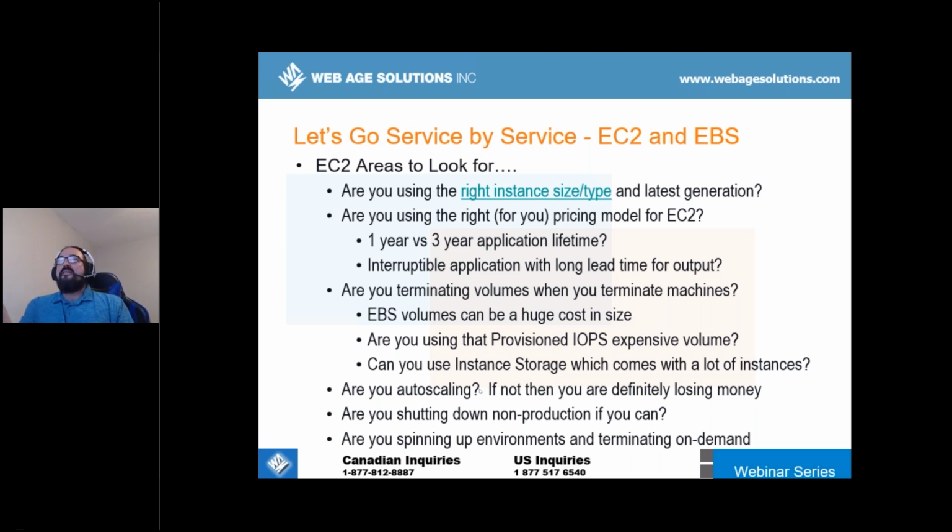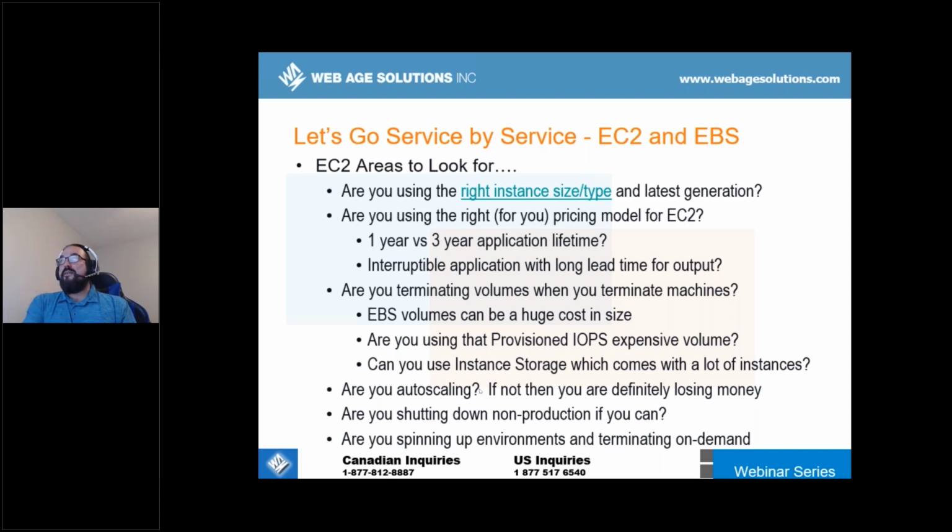But let's say you're talking about EC2 and EBS, which go together like peanut butter and chocolate. If you run a virtual machine, you're going to have a hard drive attached to it, right? In 99% of cases. So one, are you using the right instance size or type? That link, by the way, takes you straight to ec2instances.info, the site I was just showing you, that allowed you to choose your memory and CPU configuration. Are you using the right pricing model? Are you terminating volumes when you terminate machines?